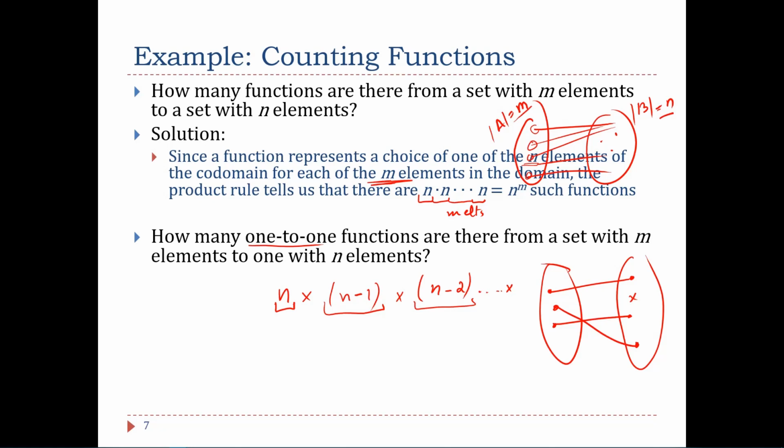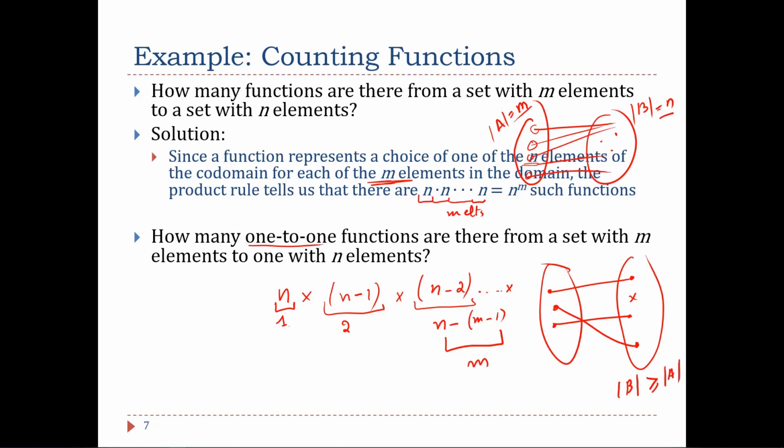which is the mth element in A. Okay, so this is the first element in A. This is the second element in A. So for the mth element in A, you would be left with n minus (m minus 1) elements, which you can also see as n minus m plus 1 elements from B. And clearly this must be a positive number, because you cannot build a function that is injective unless you guarantee that the size of B is greater than or equal to the size of A.